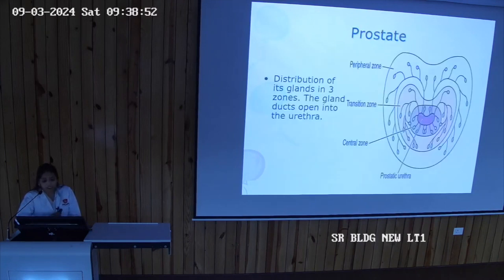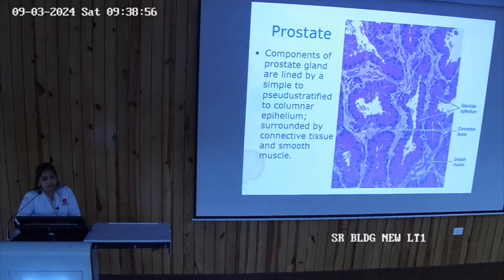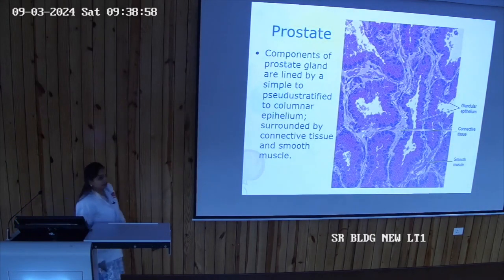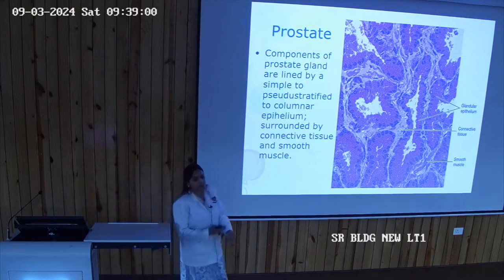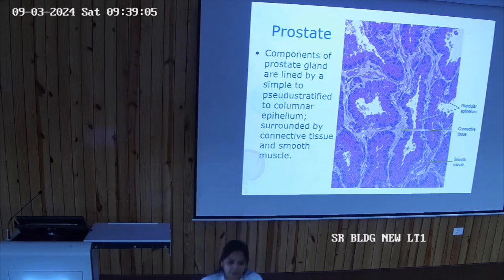In the cut section, the prostate will appear like this. There may be numerous alveoli. The epithelium of the alveoli varies from pseudostratified columnar epithelium to columnar epithelium. There may be simple columnar epithelium depending upon the secretory activity of the gland.